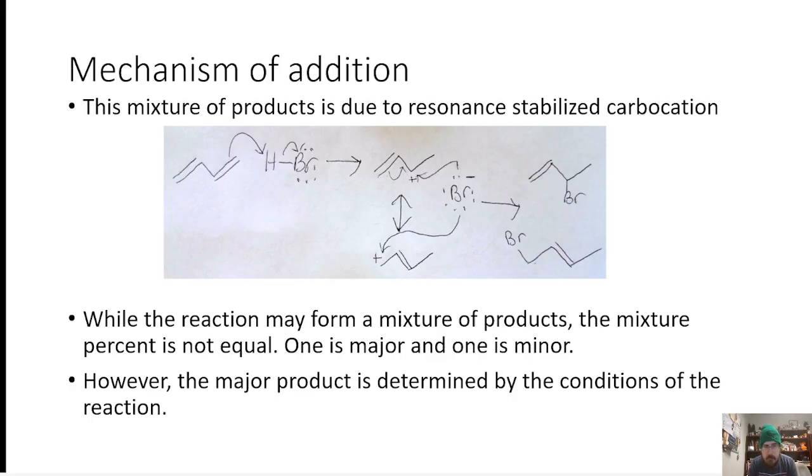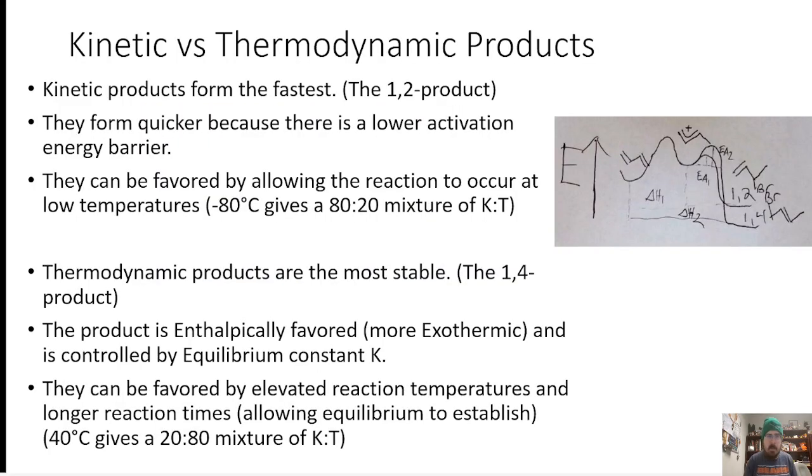So while we will form a mixture of products, this is not an equal percentage of 1,2 and 1,4. There will always be a major and a minor product in these situations. However, the beauty is that we can control the amounts of each by the conditions we run these under. And this is one of the features we will talk about.